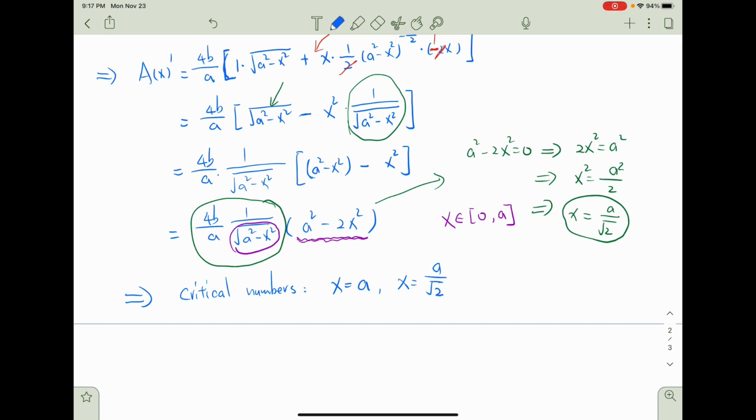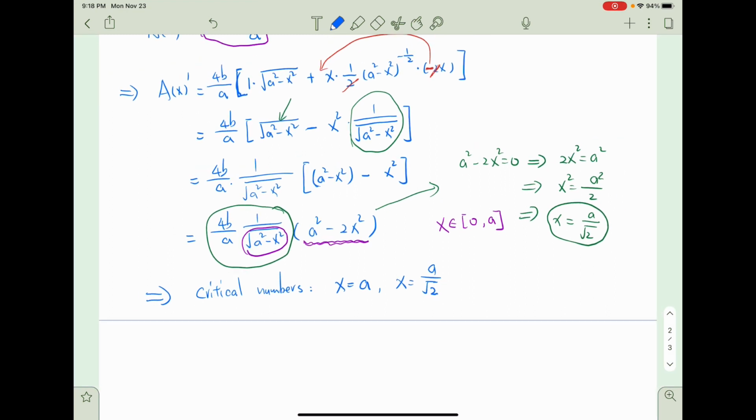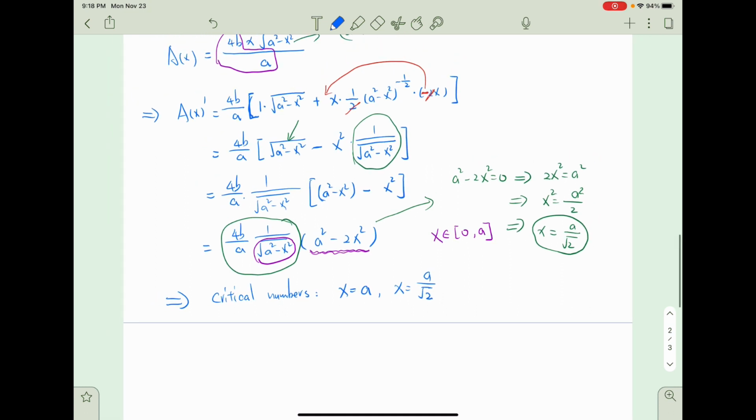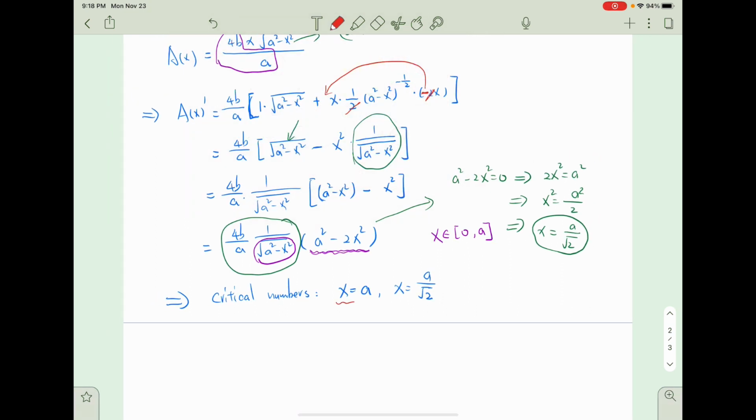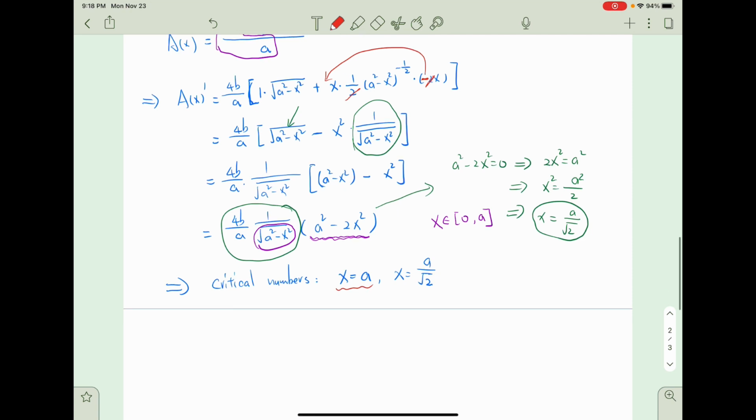And I have mentioned that we just need to plug in the critical numbers as well as the endpoints into the original function and see what the greatest value is. The greatest value is the greatest area. Okay, and since x equal to a is already an endpoint, we just need to test and find out a over square root of 2 and 0.